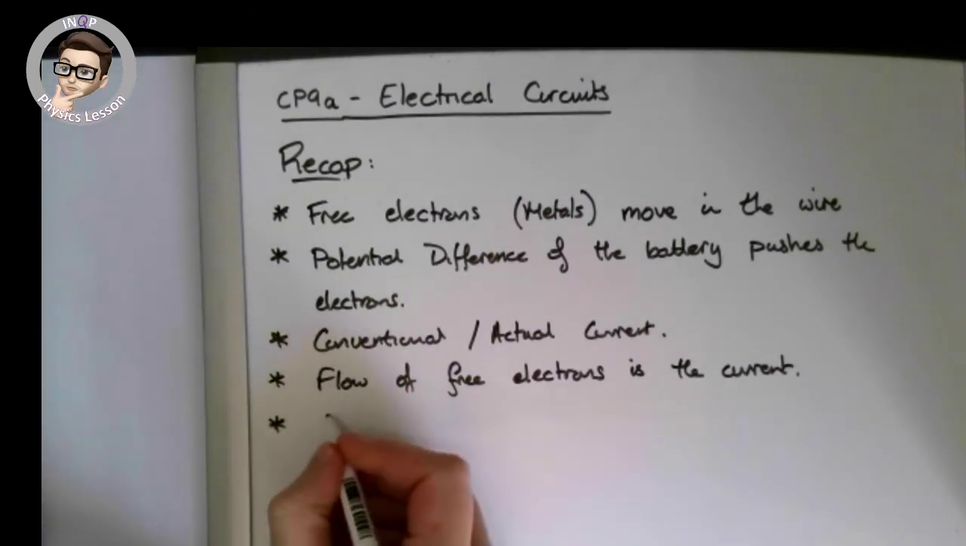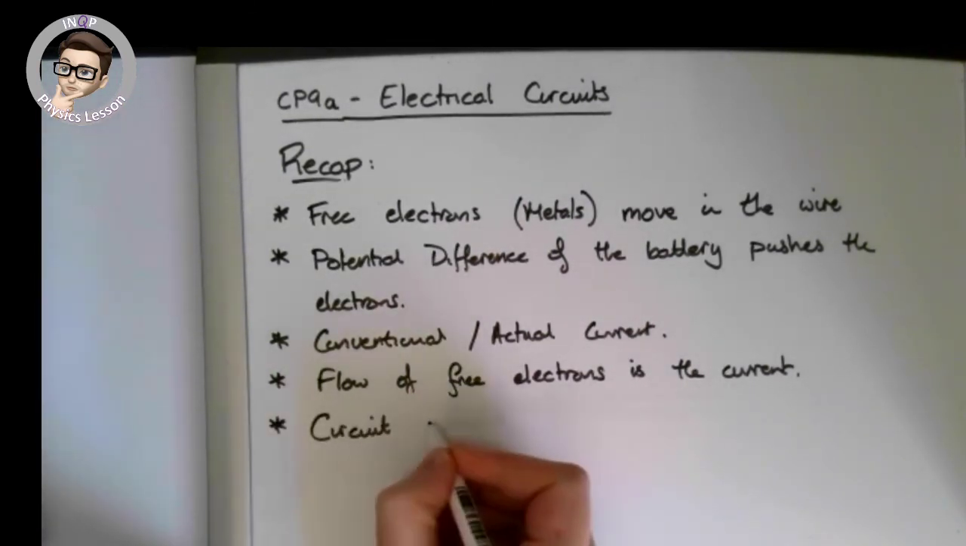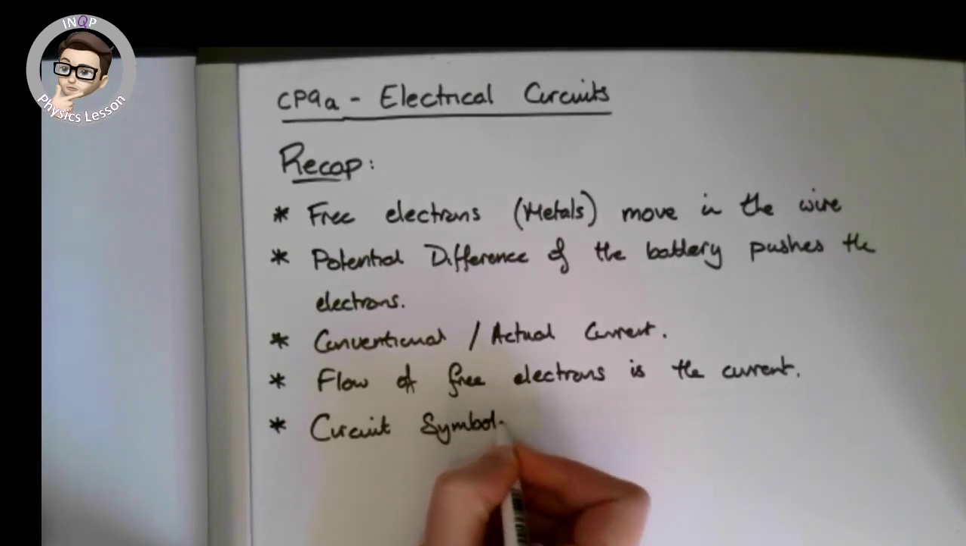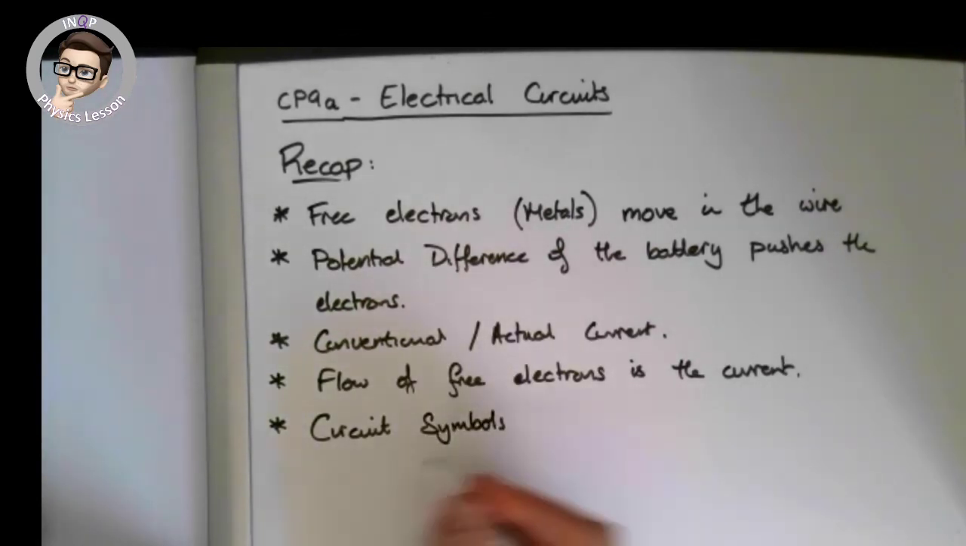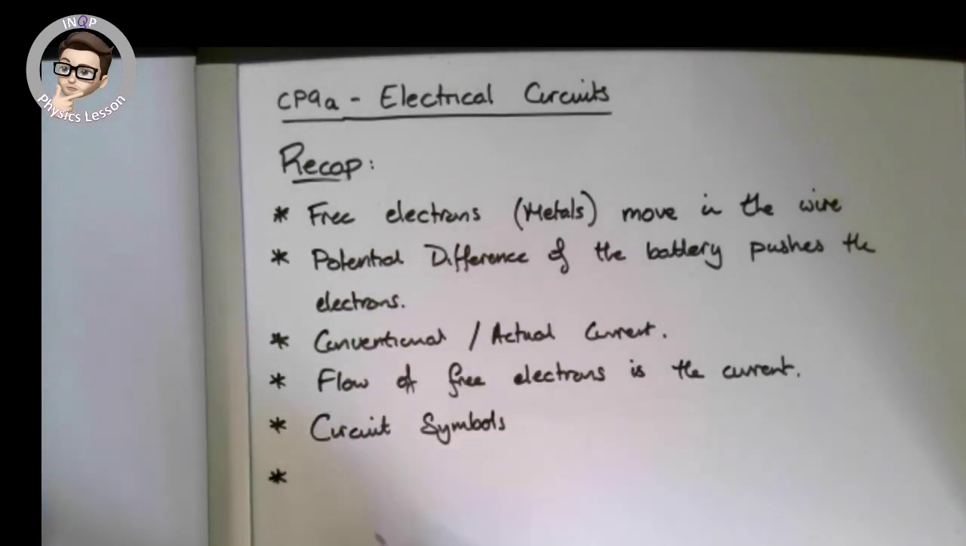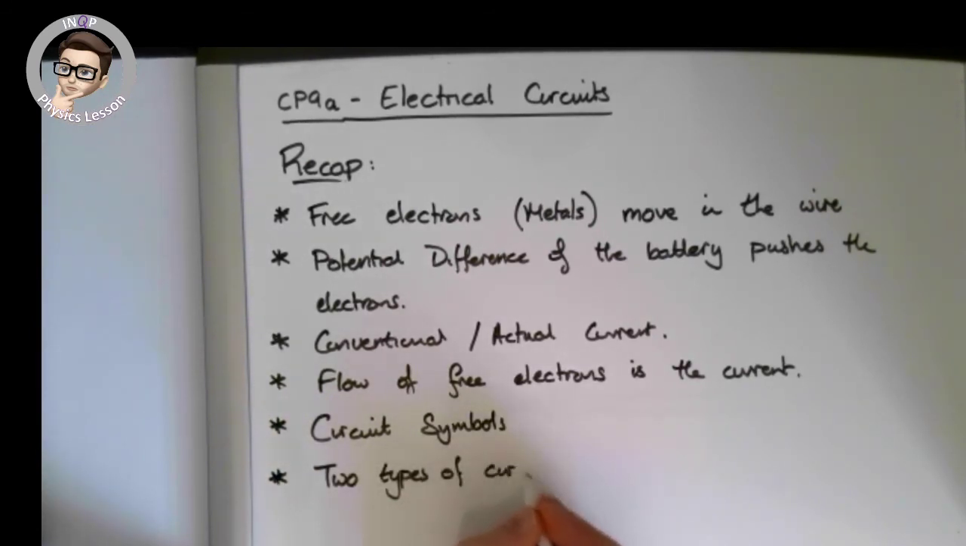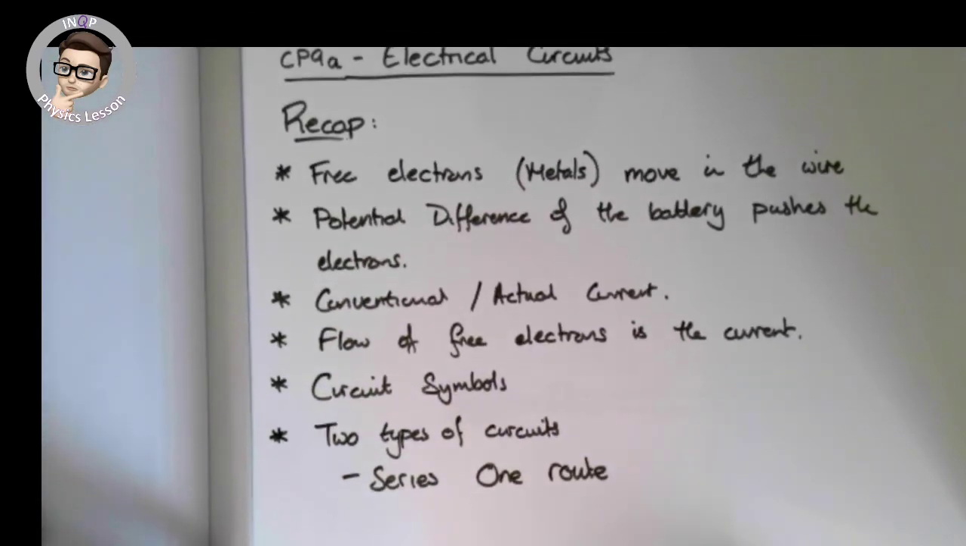We've learned about different circuit symbols and the ones you need to know, so make sure you learn those. And we know that we need to use pencil and ruler when we're drawing circuits. And we've learned about two types of circuits. In fact, there are only two types of circuits. You can't have any different ones. We've got series, which has one route around the circuit, and we've got parallel, which has multiple routes or branches.